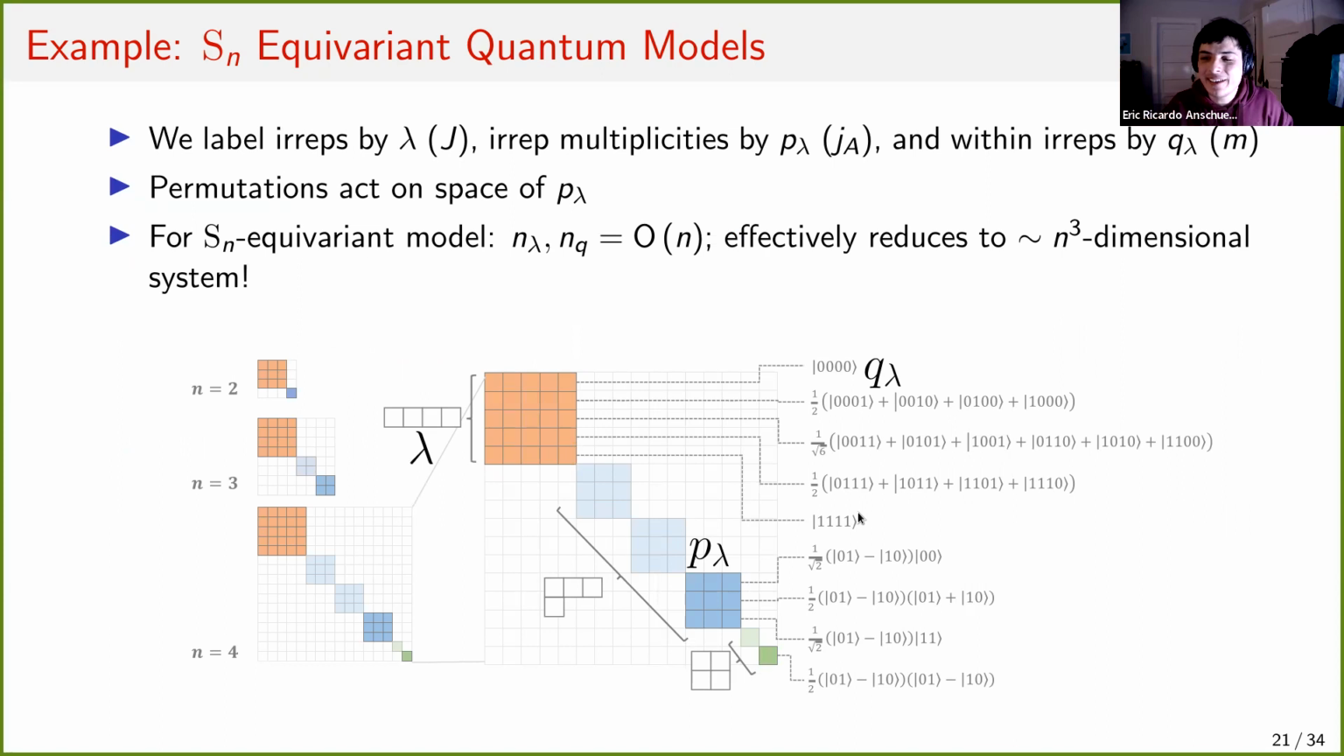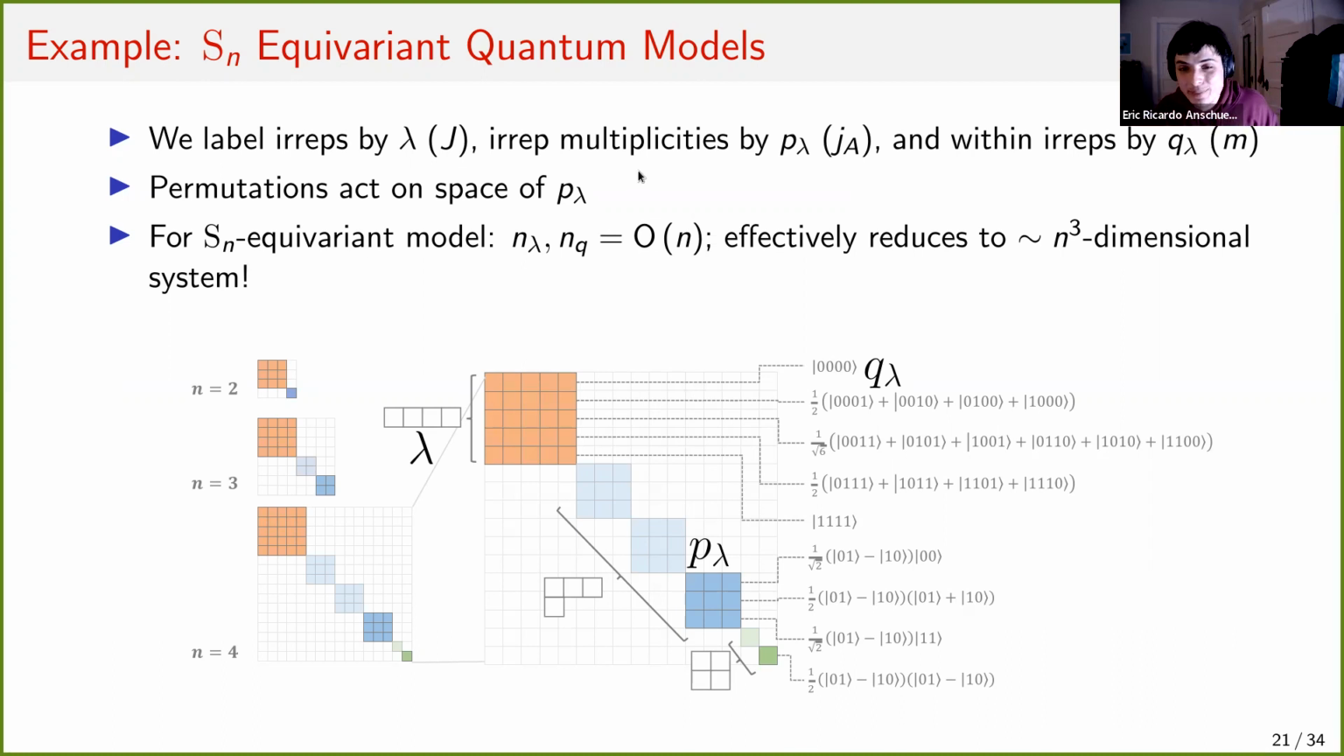If you're familiar with singlet states and triplet states and those sorts of things, it turns out this is actually what labels the basis that block diagonalizes these operators simultaneously. So I'm going to use mathy notation: lambda labeling the irreducible representation, p lambda labeling which of its multiples we're talking about, and then within an irreducible representation, labeling the basis by q lambda. So every one of these matrix elements is labeled by lambda, p lambda, and q lambda.